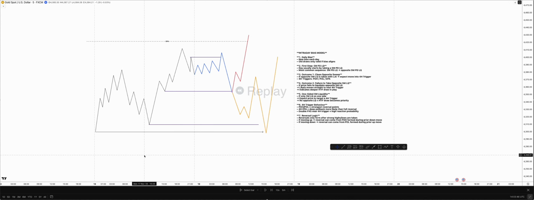So the first step is, well, the first rule actually, not the first step, but the first rule is we have a new bias every day, and old liquidity draws are only valid if the bias aligns. So say for example for this day we may have had a bias of bullish, however for the next day we could then have a bias of being bearish. So we don't really just stick to one bias as in terms of like an overall weekly bias, we take it day by day.